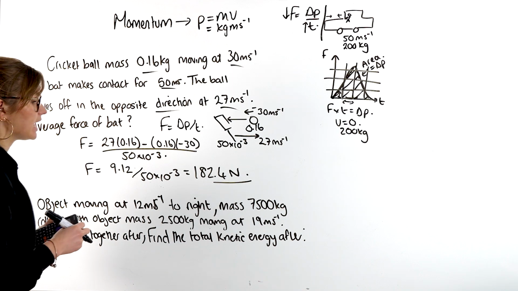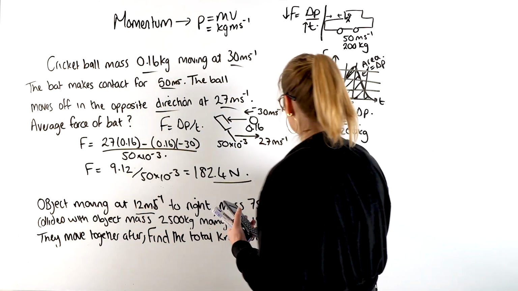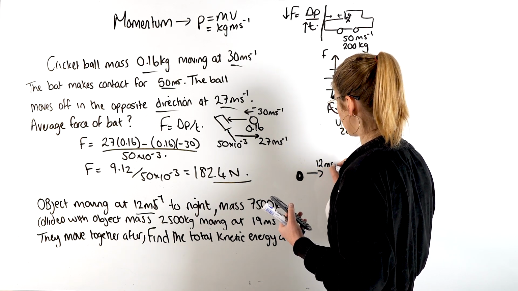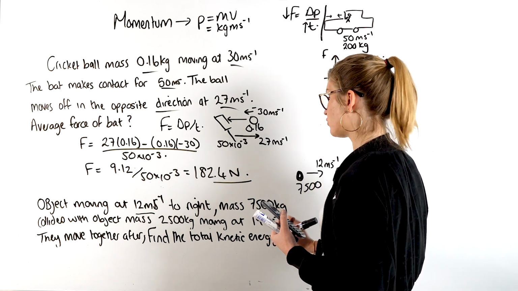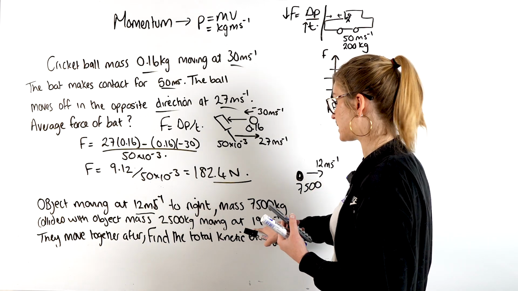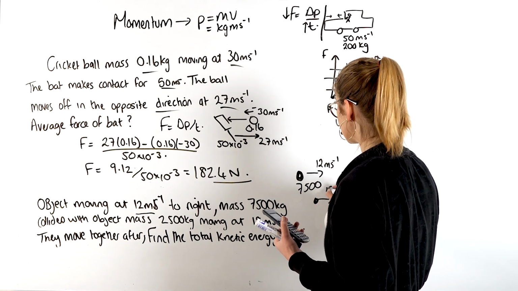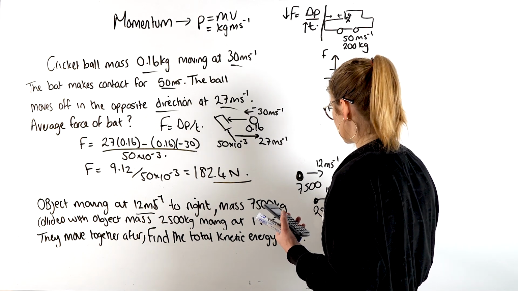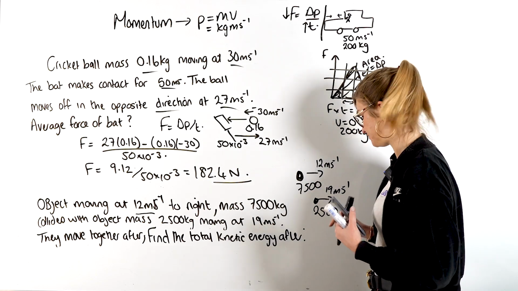Okay, next one says that I'm going to have an object here. It's moving at 12 meters per second to the right. It's got a mass of 7,500 kilograms. It's going to collide with an object that's also moving to the right, I know it's also moving to the right because it gives the same number, at 19 meters per second, and it's got a mass of 2,500. So you can clearly see, because this one's going faster, eventually it's going to catch up, and that's why they end up colliding.